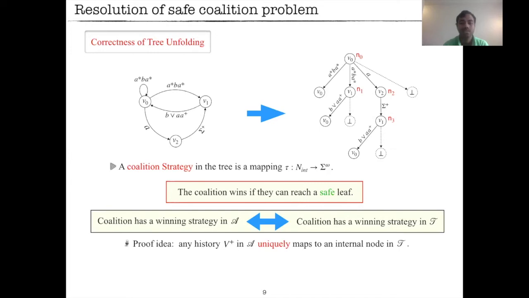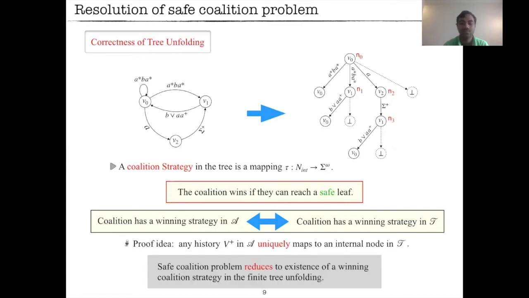The idea behind the proof is as follows. Any node in the tree corresponds to a finite history in the arena A. Moreover, any history in A uniquely maps to an internal node in the tree. Therefore, the safe coalition problem actually reduces to the existence of a winning coalition strategy in the safe coalition game on the finite unfolding tree. Now, we will show how to decide the latter problem.